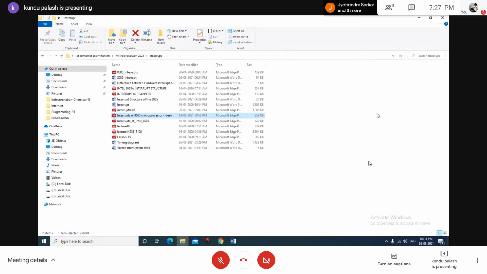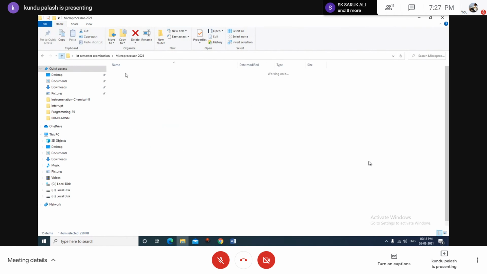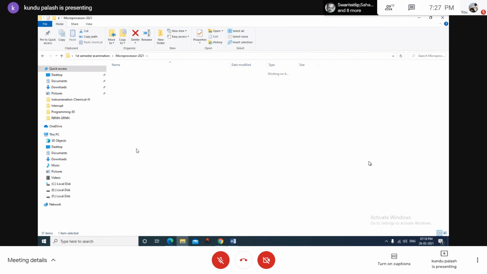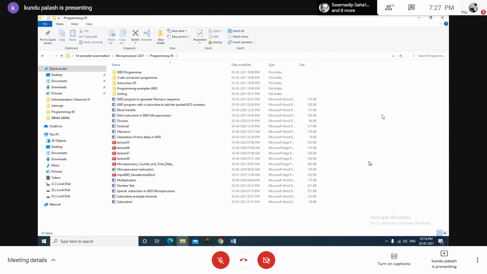So we have just illustrated today the interrupt systems of 8085. And the timing diagram of the interrupt systems will be what?